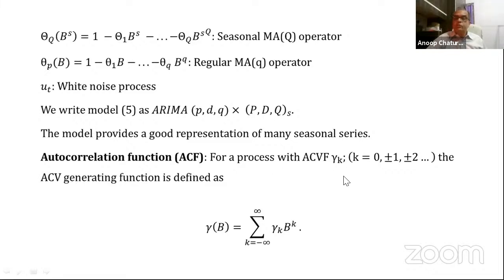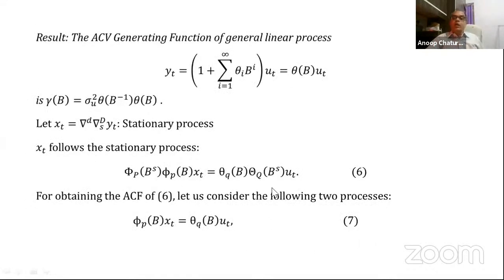So now for deriving the autocorrelation function for this process, first I'm going to define the autocovariance generating function. So suppose gamma k is the autocovariance function. Then we define the autocovariance generating function as gamma of B equal to summation k equal to minus infinity to plus infinity gamma k B to the power k. And then suppose you have this general linear process. Then for this general linear process, this is the autocovariance generating function.